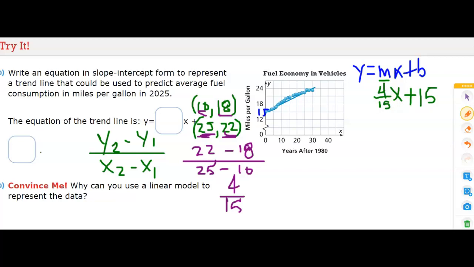Technically, instead of a regular equal sign, it should be the squiggly equal sign, which means approximately, because that slope is not exact. It's going to be a decimal with a whole lot of numbers, and depending on how you view the graph and what number you use, because if I use 22.5, that number would be slightly different to represent that slope. So we're going to use approximately 4/15 x plus 15. So the equation would be this.